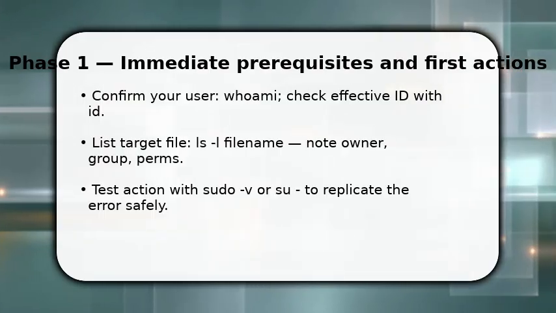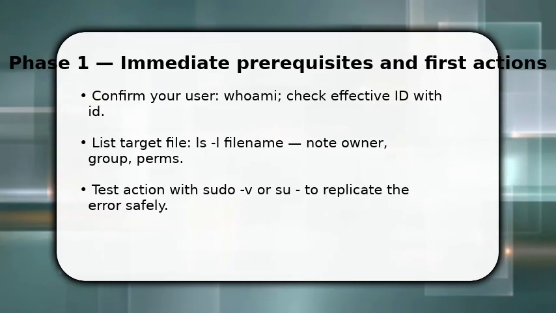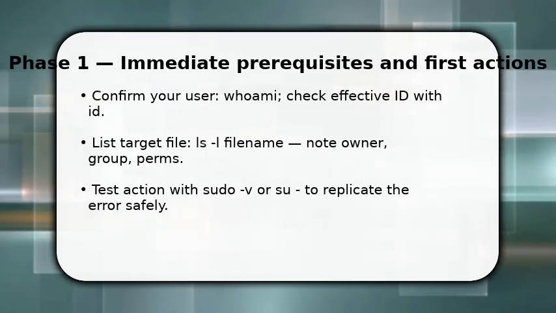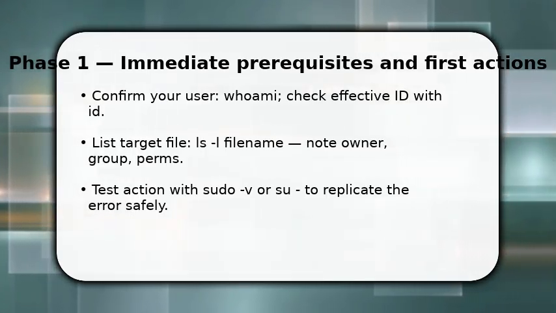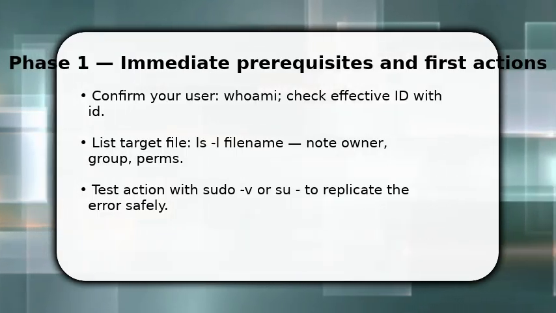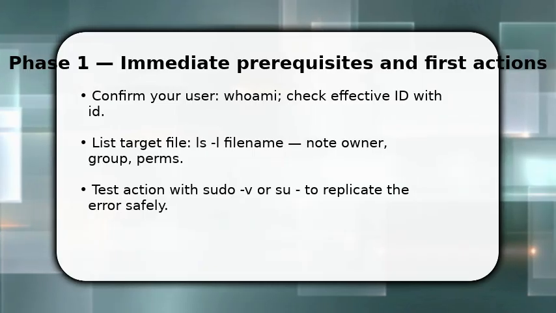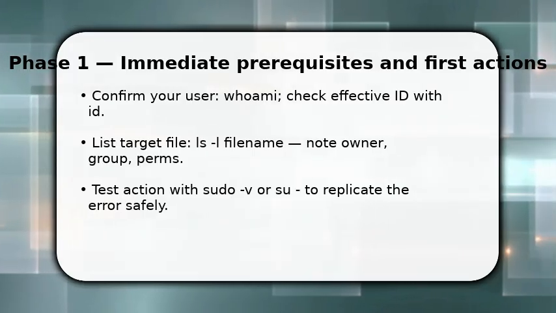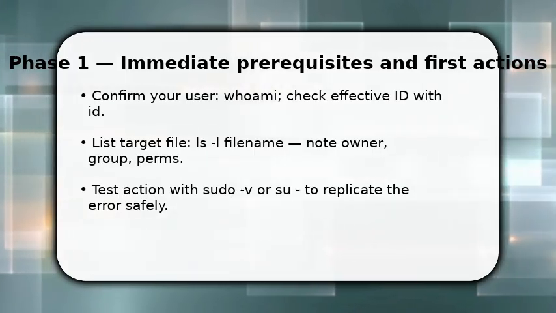You begin by validating who you are and what the file expects. Run whoami and id to confirm your user and groups, then do ls -l on the target to see owner, group, and permission bits. Once done, attempt the minimal test with sudo -v or su. This determines whether privilege elevation is possible.